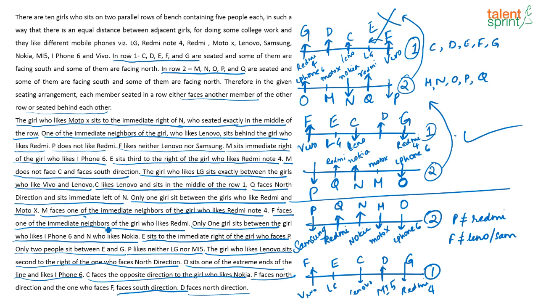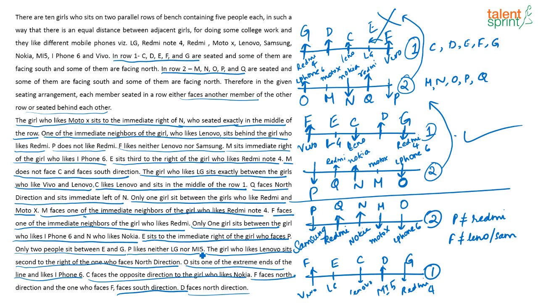F faces one of the immediate neighbors of the girls who like Redmi. Only one girl sits between the one who likes iPhone 6 and Nokia. E sits to the immediate right of the girl who faces P. Only two people sit between E and G.